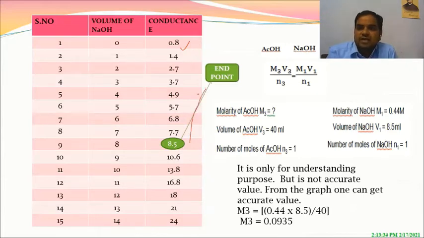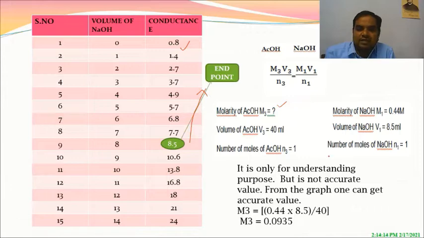When we go to the calculation, acetic acid versus sodium hydroxide: M3V3 by N3 is equal to M1V1 by N1. M3 is the molarity of the acetic acid, which we have to find out. Volume of the acetic acid taken is 40 ml. Number of moles of acetic acid, N3, is equal to 1. Molarity of sodium hydroxide, which we calculated earlier in the strong acid versus strong base titration, is 0.44 molar. Volume of sodium hydroxide, V1, is 8.5 ml. Number of moles of sodium hydroxide, N1, is equal to 1. This is only for understanding purposes, not an accurate value. From the graph, M3 is equal to 0.44 into 8.5 by 40. That is the molarity of the acetic acid.